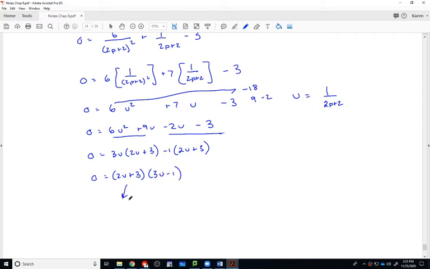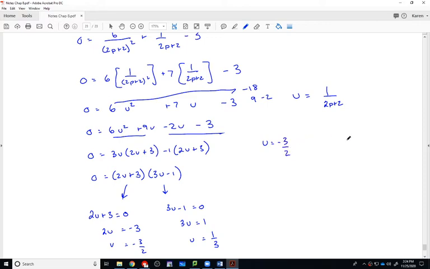Now I'm going to set each of these factors equal to 0. So 2u plus 3 equals 0 when 2u equals -3, when u equals -3 halves. For this one, 3u minus 1 equals 0 when 3u equals 1, when u equals 1/3. Whew. All right. Now, we weren't solving for u.